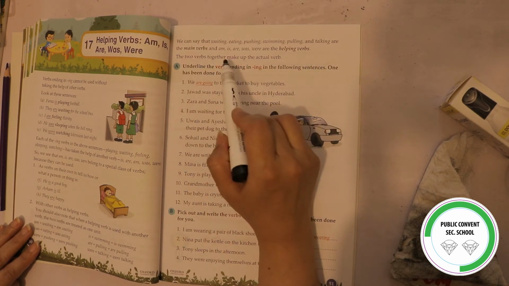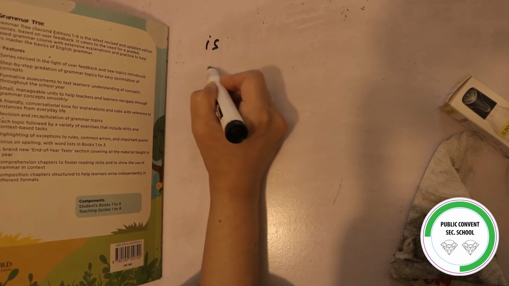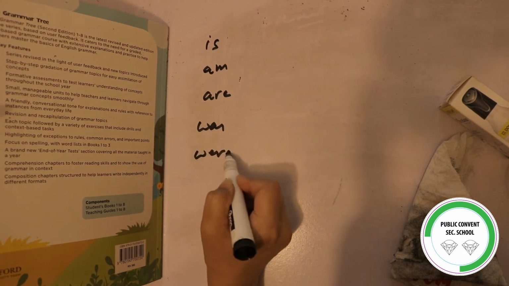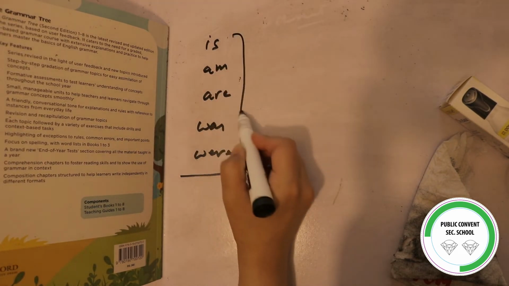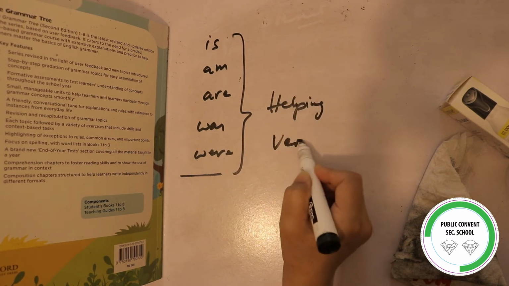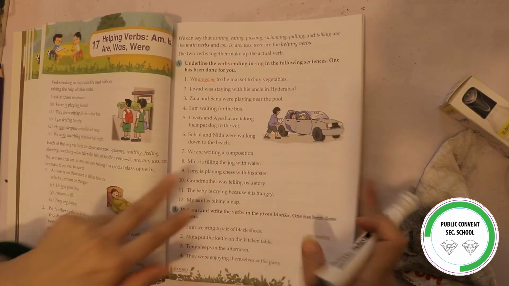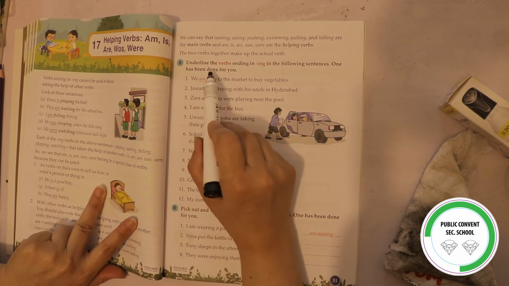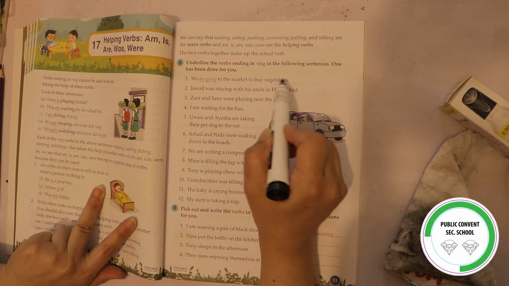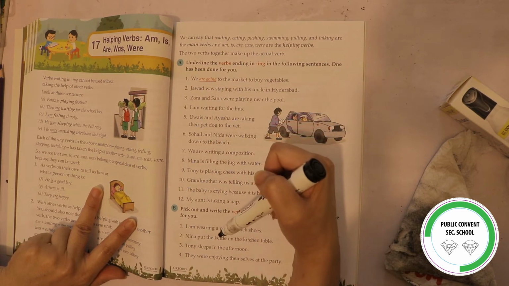ये main verbs हैं और am, is, are, was, were ये सारे क्या हैं? Helping verbs. ये help करते हैं किसी भी verb को complete सेंटेंस की शक्ल देने के लिए, इसलिए इनको क्या कहते हैं? Helping verbs. Now look, the two verbs together make up the actual verb. Underline the verbs ending in ing in the following sentences. One has been done for you. इसको आपने खुद से हेल्प सॉल्व करना है.